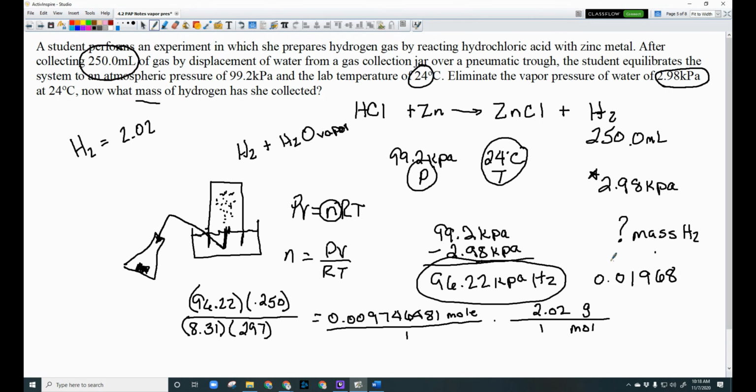So leading zeros never count. So 1, 2. This 6 tells us we round the 9. Well, that 9 is going to round up to 10. So that's going to round this number here to a 2. So it's 0.020 grams for our final answer.